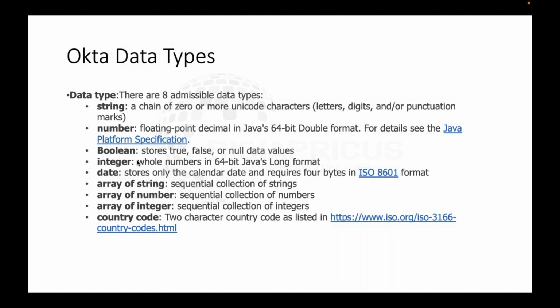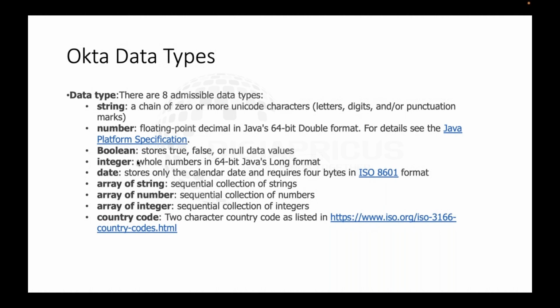Integer has to be a whole number only. You cannot have 55.8 as the integer data type. It will be a number data type. If you want to have 55.8, then go with the number data type. If you're pretty much sure that you cannot have a number in the form of decimal, then just go ahead with the integer data type. Then date only stores the calendar dates and times, so that is the data type.